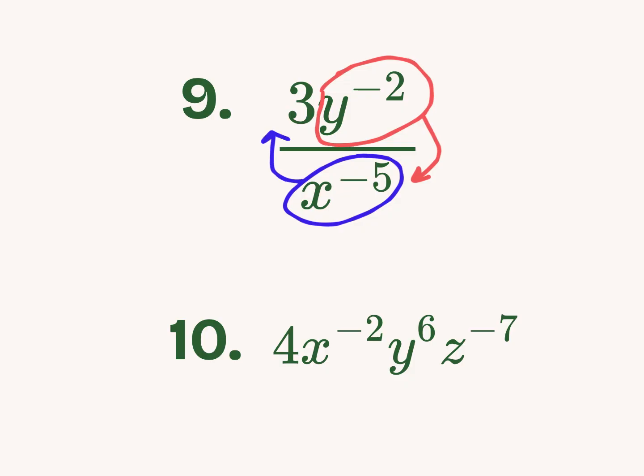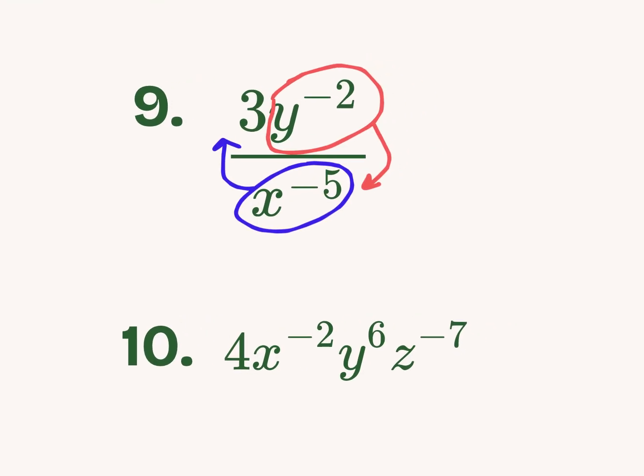Perfect. Give yourself a little roadmap. I know that might seem elementary to you, but you can clearly see, oh, wait, I have to move the y to the negative 2 down and the x to the negative 5 up. So when I rewrite that, what does my new numerator look like? 3x to the 5th over. Perfect.